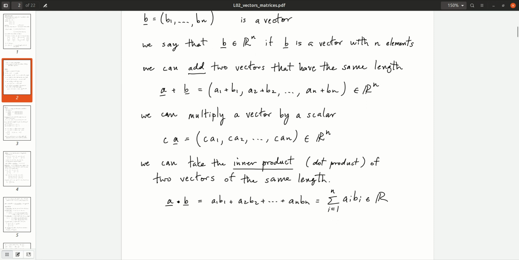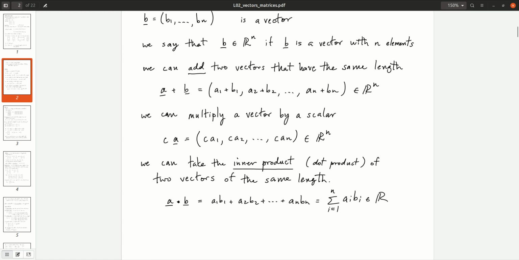Another arithmetic operation on vectors is the inner product. This is also sometimes called the dot product. We can take the inner product of two vectors of the same length, and we denote this by A dot B. That's why it's called the dot product. This just means we take the first element of A, multiply it by the first element of B, add that to the product of the second element of A and the second element of B, and so on and so forth up to the nth element.